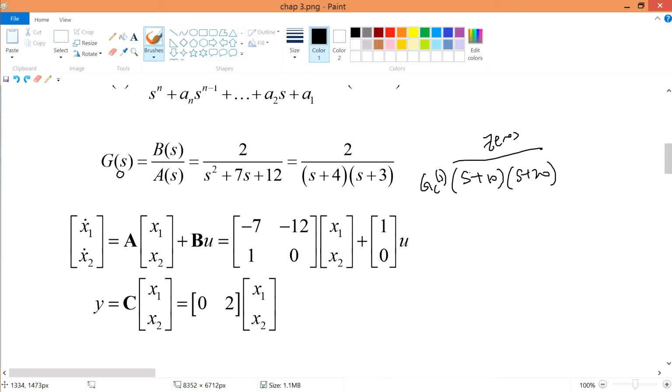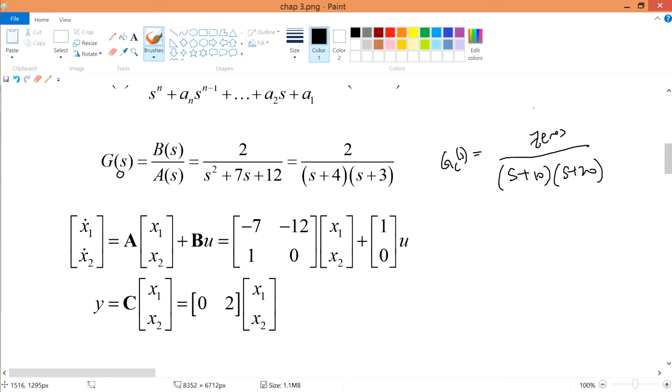So let's start. Our objective is to have poles s plus 10 and s plus 20 as our closed loop poles. In order to reach this, one way is to create ACL, our closed loop characteristic polynomial, which equals s plus 10 times s plus 20. If you expand this, what do we have? We will have s squared plus 20s plus 200.